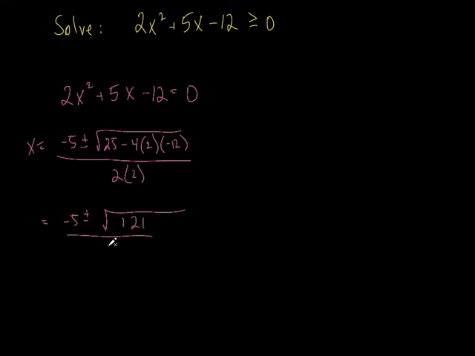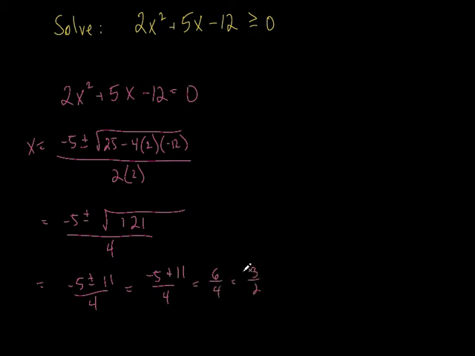Can you do that in your head? Over 4. What do we get? 1, negative 5. What's the square root of 121? It's 11 over 4. Let's see. We got negative 5 plus 11 over 4, which gives you 6 over 4, which is 3 over 2.